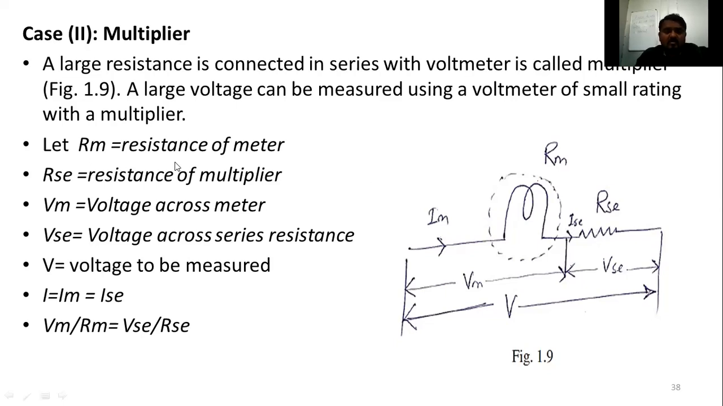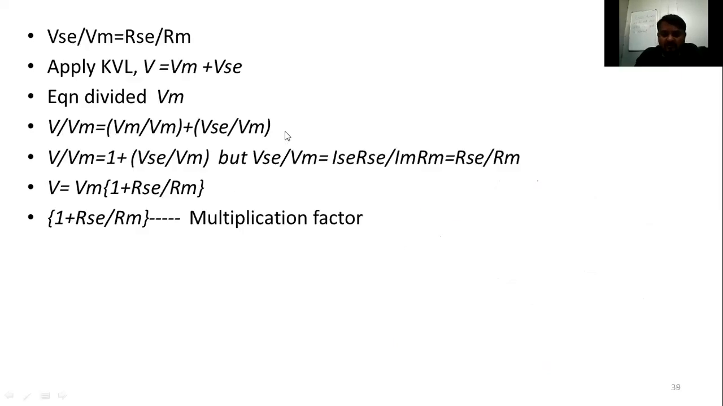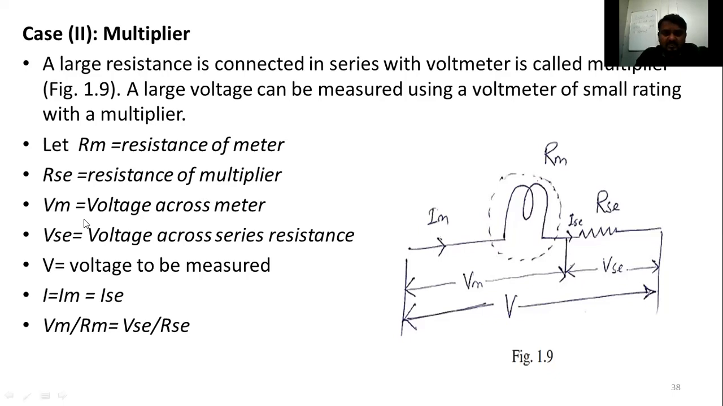Let RM be the resistance of the meter and RSC the resistance of the multiplier. The multiplier is nothing but the series resistance. VM is the voltage across the voltmeter, VSC is the voltage across the series resistance, and V, the total voltage, is the voltage to be measured, across this point to this point.